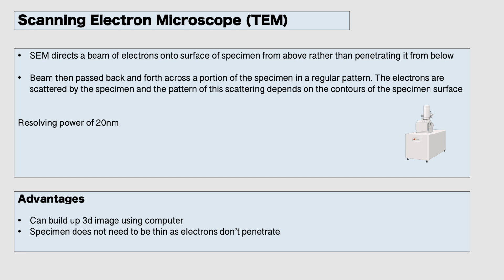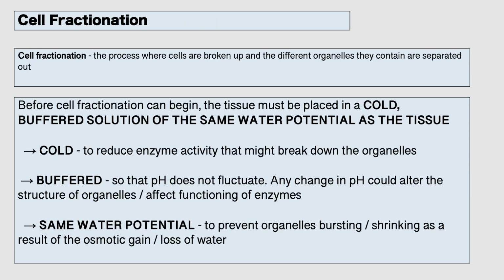We can use electron microscopes to look up close at organelles. To do this, we first prepare the organelles in a process called cell fractionation. Cell fractionation is the process where cells are broken up and the different organelles they contain are separated out.